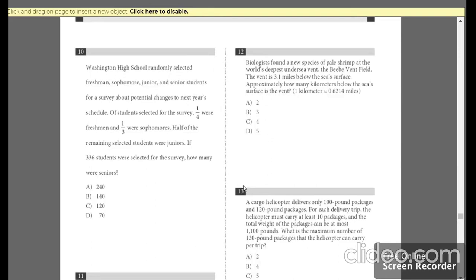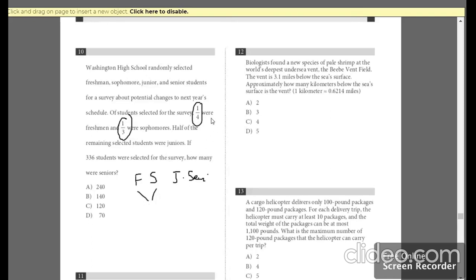Washington High School randomly selected freshmen, sophomore, junior and senior. So we have freshman, sophomore, junior and senior. So among that, for a survey about potential changes to next year's schedule, of students selected for the survey, 1/4 for freshmen and 1/3 for sophomore. So if you take 1/3 and 1/4 for freshmen and sophomore, if you take the LCM for that, what are you going to get?